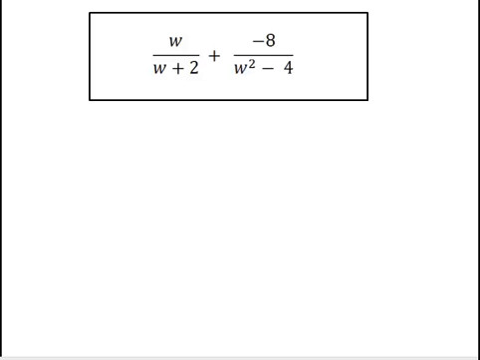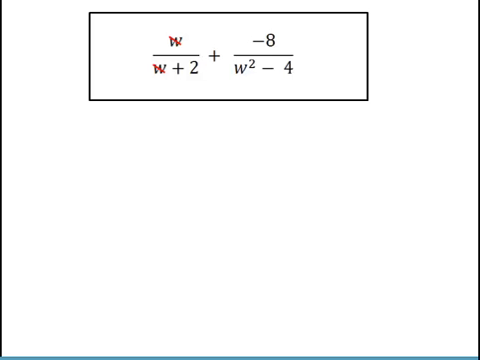In this problem, we are asked to add two rational algebraic expressions. The first and most common mistake that students who haven't studied much generally make is that they start trying to cancel out factors that look alike, such as the w with the w.